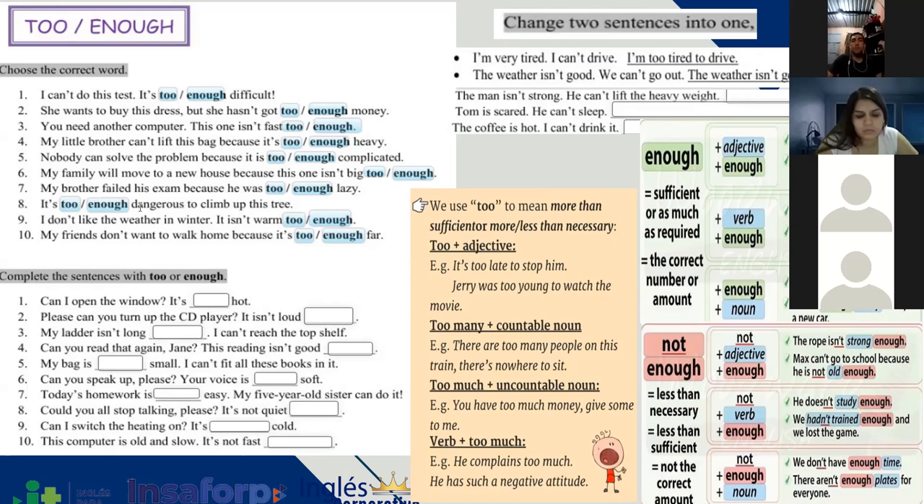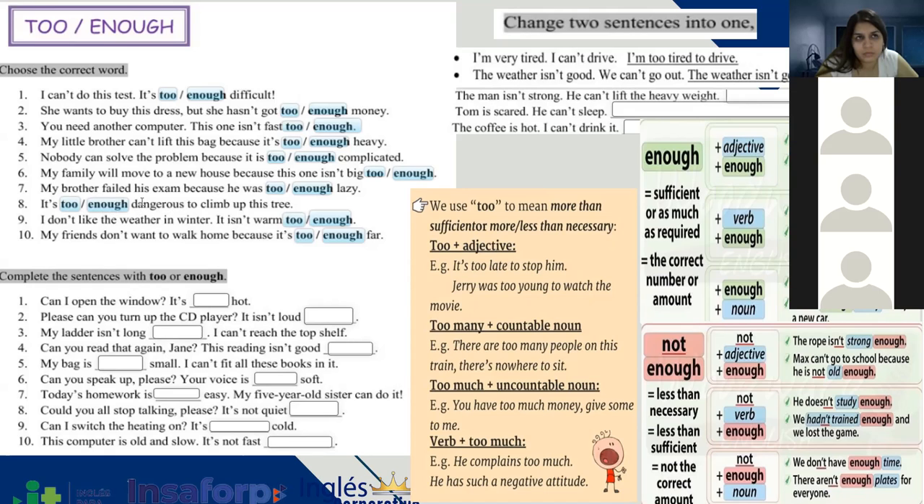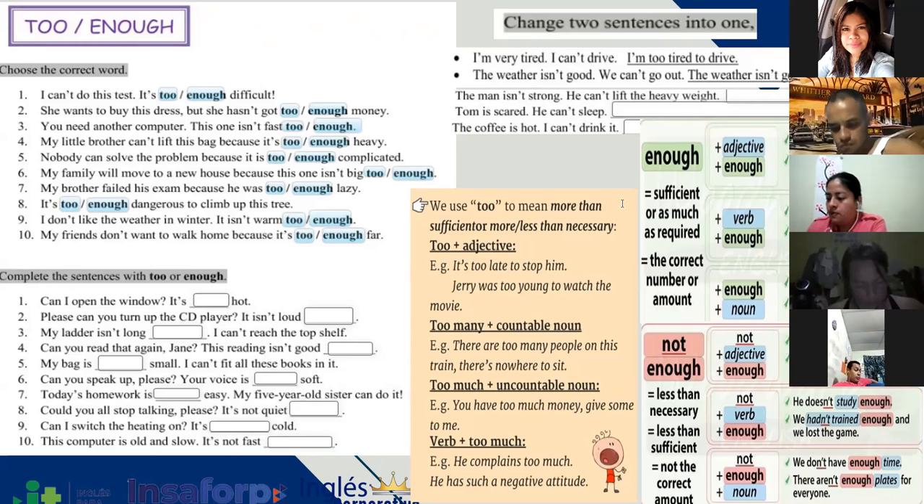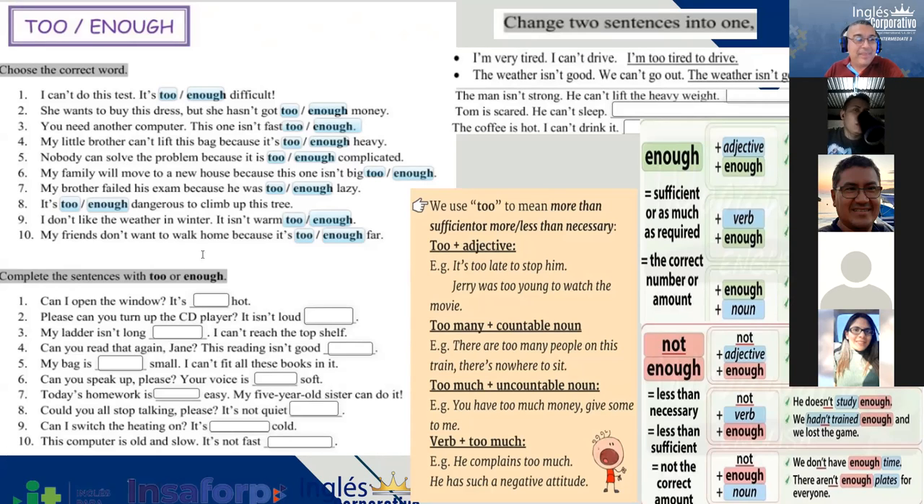Okay. Now, remember, dangerous is the adjective, right? So what comes before the adjective? Too or enough? Too. Okay, very good. Read it again, please. It's too dangerous to climb up this tree. All right, yes. Very good. Excellent. Great. Good job.